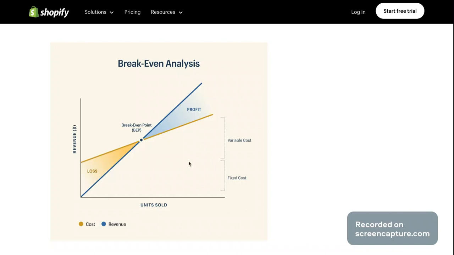So what you see here in the middle, this little dot, this is what's known as the break-even point. This is a very important point. We're going to come back to it. So what is this graph showing? Well, this orange line you see right here, these are costs.